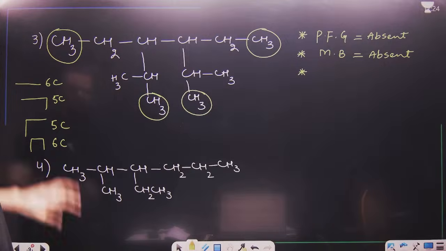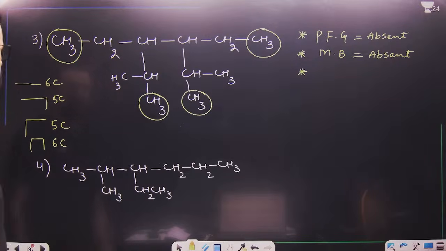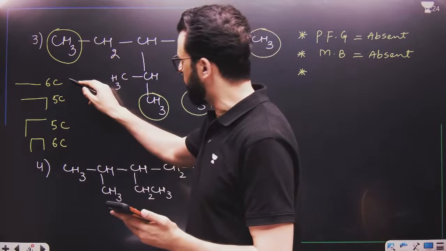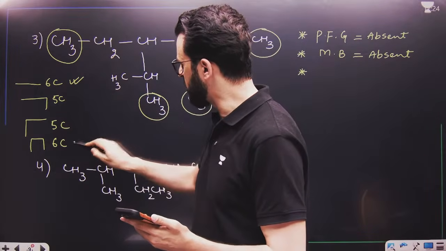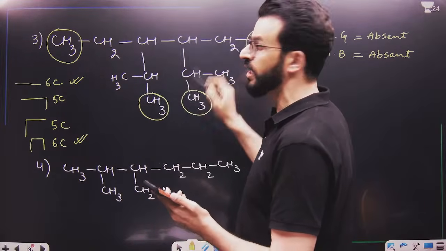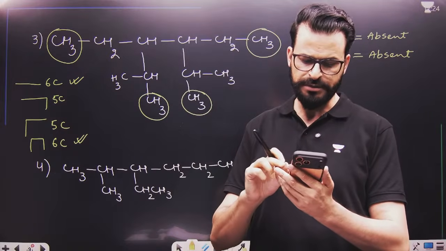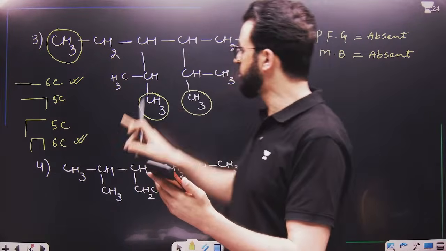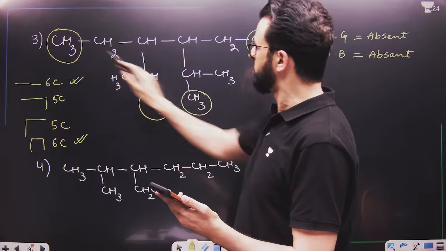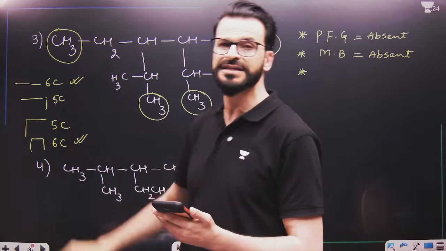Now tell me, look towards these and tell me which can be our parent chain. Can I say either this one or this one can be our parent chain? Yes or no? This can never be a parent chain, because these have a lesser number of carbon atoms.